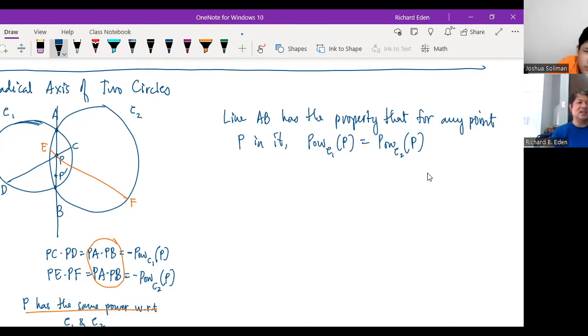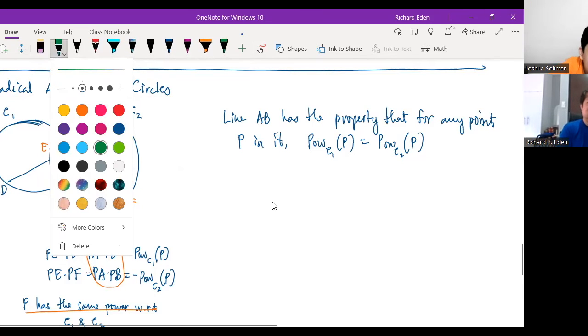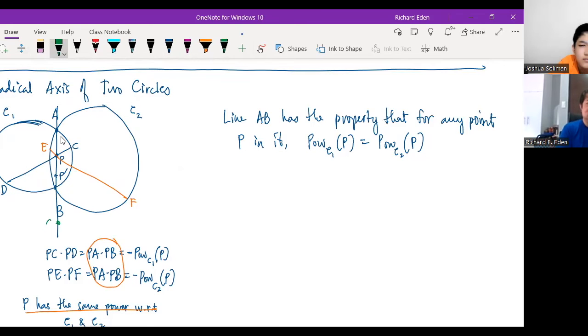And for any other point, even if it's outside, for example, Q. The power of Q relative to circle 1 is equal to QB times QA. If we look at the power of point Q relative to circle 2, it's also going to be QB times QA. So relative to these two circles, line AB is a special line.